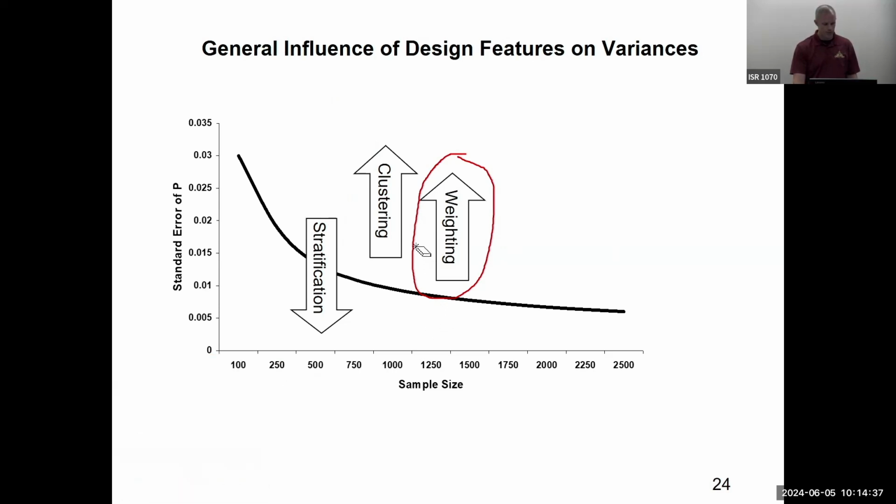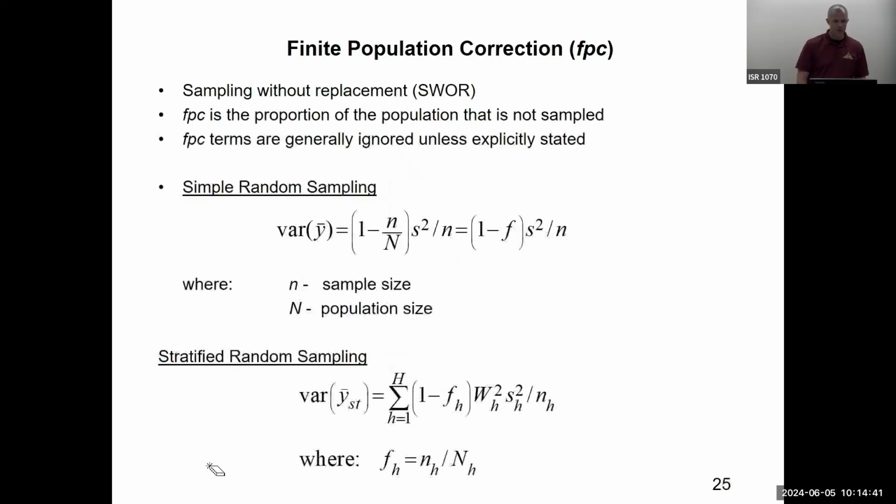So keep this tug of war in the back of your mind when you're thinking about design effects. Okay, what are these pieces? One of the minor pieces of a design effect is this finite population correction, or FPC, as it's abbreviated. This is a piece of the design effect that comes from sampling without replacement. This is entirely a characteristic of sampling plans that involve without replacement selection. The FPC is the proportion of the population that was not sampled.